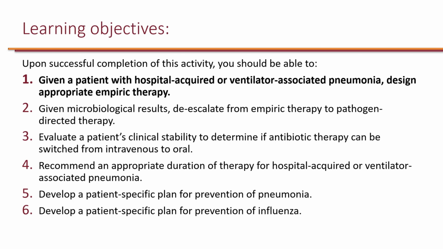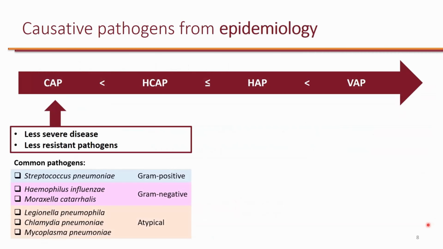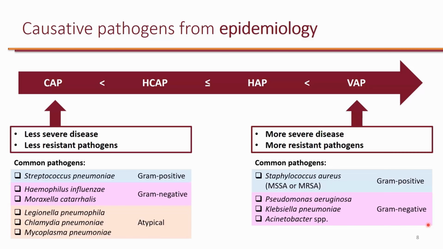At this point, you should know that community-acquired pneumonia is a relatively less severe type of pneumonia caused by less resistant pathogens such as strep pneumo, H. flu, Moraxella catarrhalis, and atypical organisms. When we look at ventilator-associated pneumonia, it's a more severe disease with mortality as high as 30%, and is typically caused by more resistant pathogens.